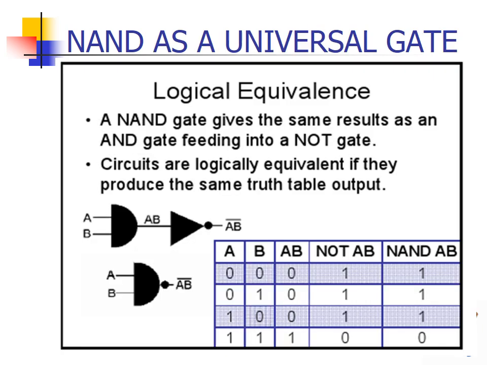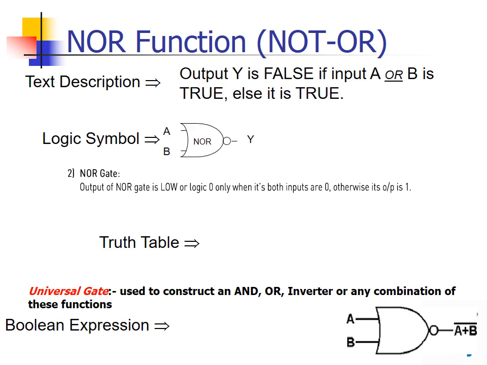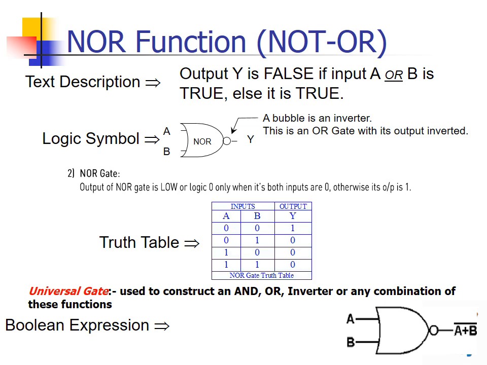The logical equivalent of a NAND gate gives the same result as an AND gate feeding a NOT gate. So this is the symbolic convention of the NAND gate. Next is the NOR gate. NOR means NOT OR, so obviously it is exactly opposite to the OR gate. The OR gate performs addition, meaning if any one input is 1, the output is 1. But in the NOR function, if any one input is 1, the output will be 0.